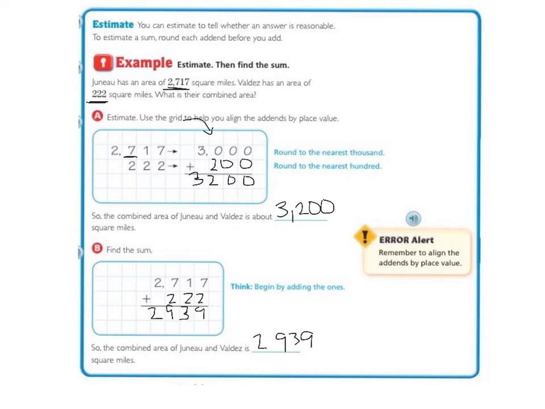That's pretty close to our estimate of 3,200. Our estimate is a little higher, but that's because we rounded our number up. So it's reasonable to say that 2,939 is our answer.